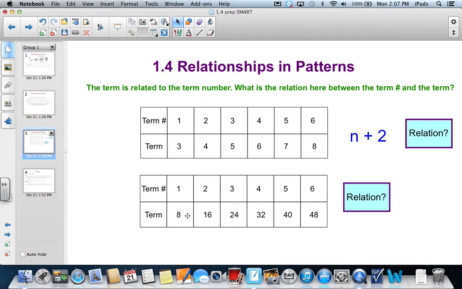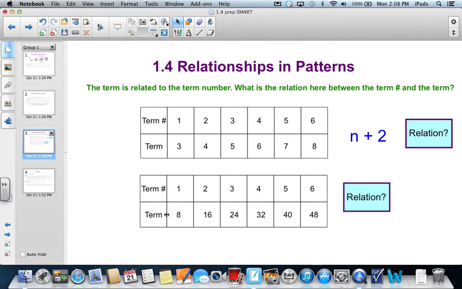1 in relation to the term is 8. 2, 16. 3, 24. 4, 32. And you could think, okay, well, 1 plus 7 is 8. But 2 plus 7 isn't 16. You could think, well, it might be times 4 and then plus 4. 4 times 1 is 4, plus 4 is 8. But 2 times 4 is 8, plus 4 is 12, so that doesn't work out.